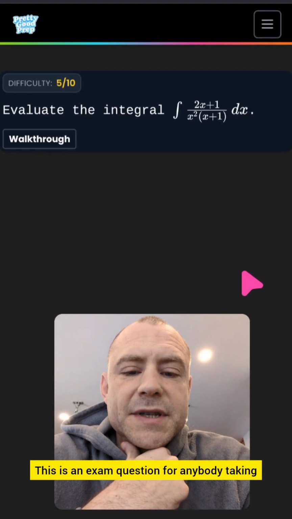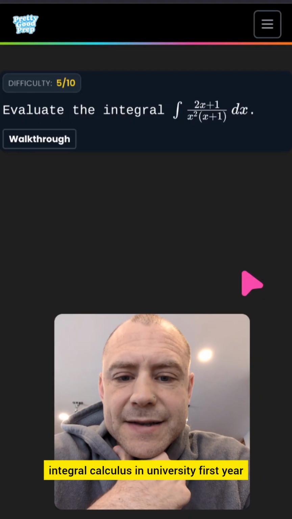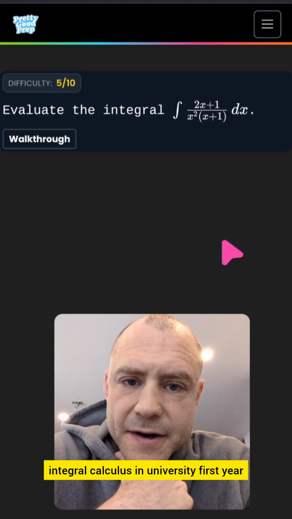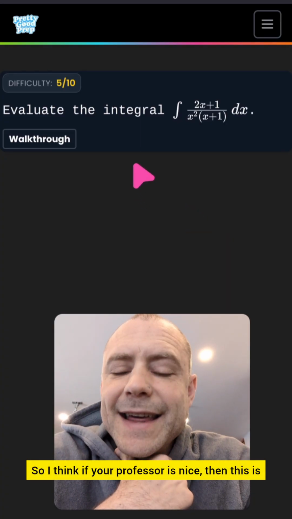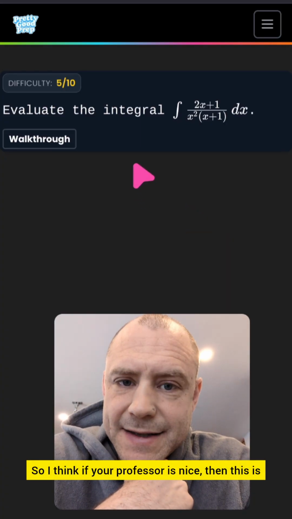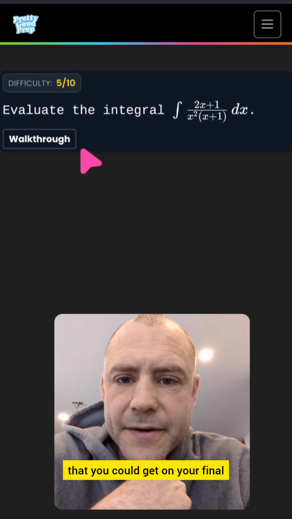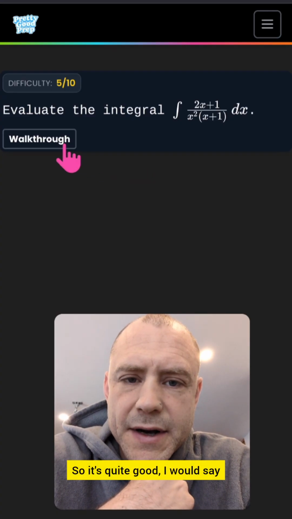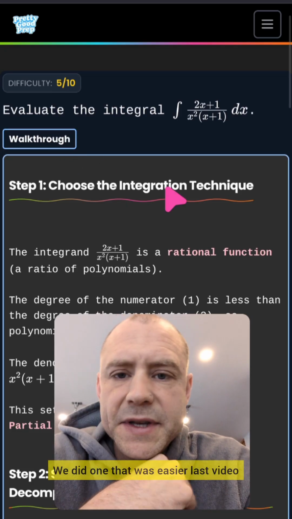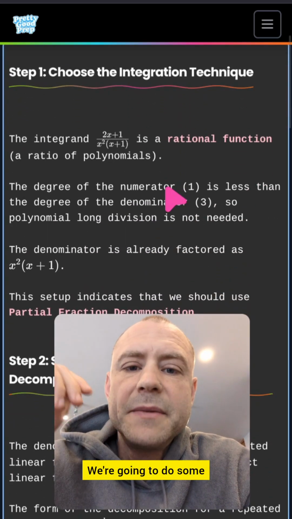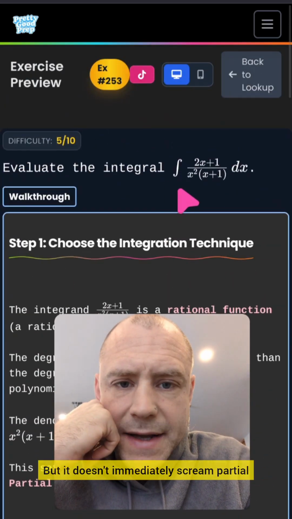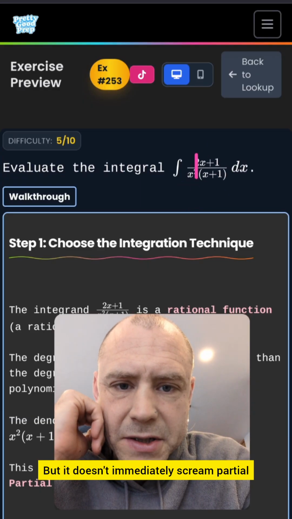This is an exam question for anybody taking integral calculus in university first year. So I think if your professor is nice, then this is a partial fractions question that you could get on your final. So it's quite good, I would say. We did one that was easier last video. We're going to do some that are harder the next one.